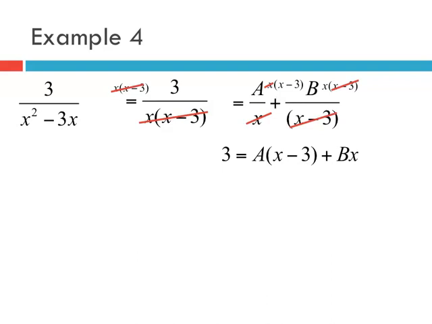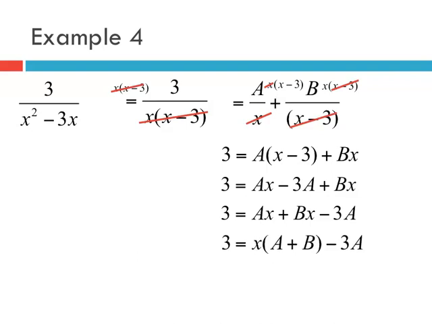Let's distribute that a, so we have ax minus 3a plus bx on the right. Put like terms together and factor the x out, so we are left with x times a plus b. And now we can put corresponding parts together. So the -3a corresponds to the 3 here. Now you'll notice on the left-hand side, there's no x term. If you want, and if it helps, you can write 0x if it's helpful for you. So a plus b has to equal 0.